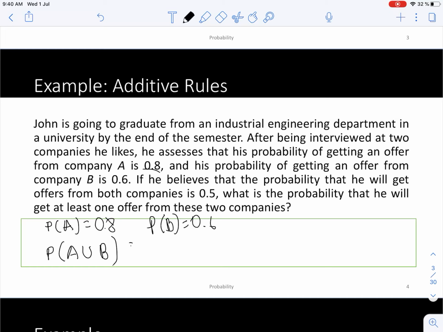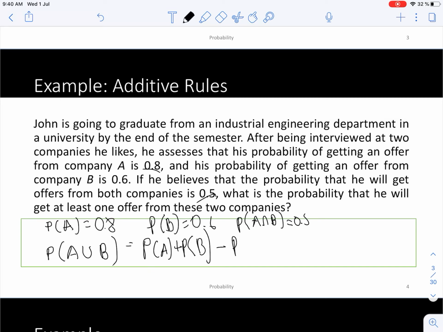Then, according to the previous equation, this is probability of A plus probability of B minus the intersection, which we know, right? Because John believes that the probability that he will get offers from both companies at the same time is 0.5. I forgot to add it here. A intersection B, that probability is 0.5.